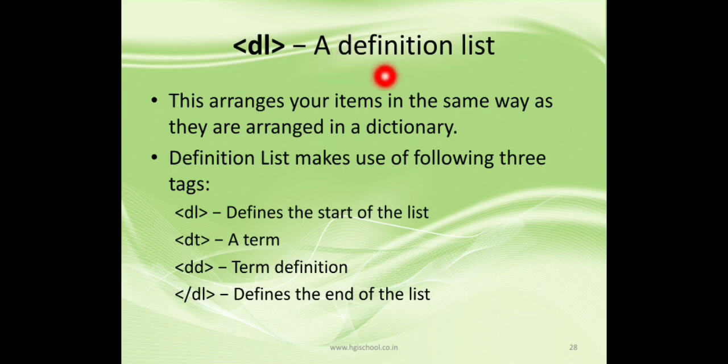Now DL, a definition list. This is the third type of list. It arranges your items in the same way as they are arranged in a dictionary. A definition list makes use of three tags: DL, DT and DD. DL defines the start of the list, DT means definition term, DD means definition description. We write the definition here, and then the DL tag is closed.